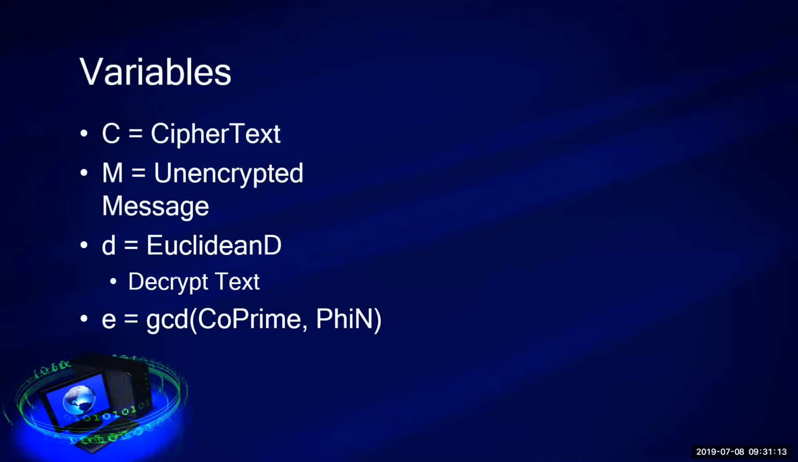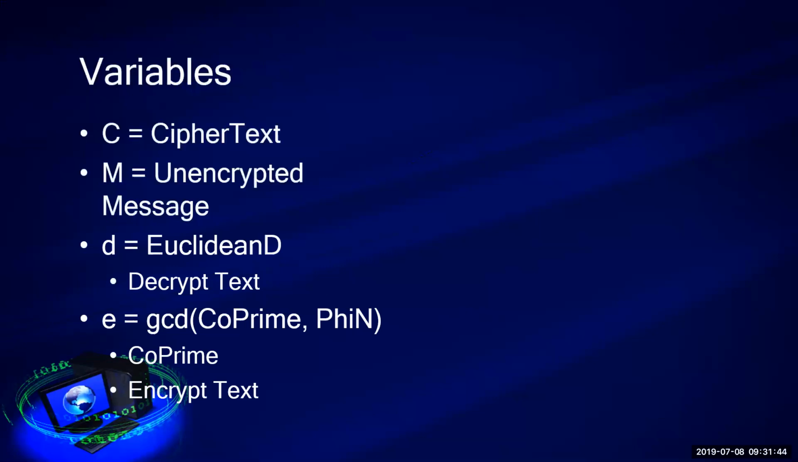Now, because we've got a private key, we need a public key. So e is the greatest common divisor of the coprime and phi of n. You start off with picking e as a coprime, and then you put them together, calculate the greatest common divisor, change it if necessary, and it is the coprime, and it is used to encrypt the text. So that will be with your public key.